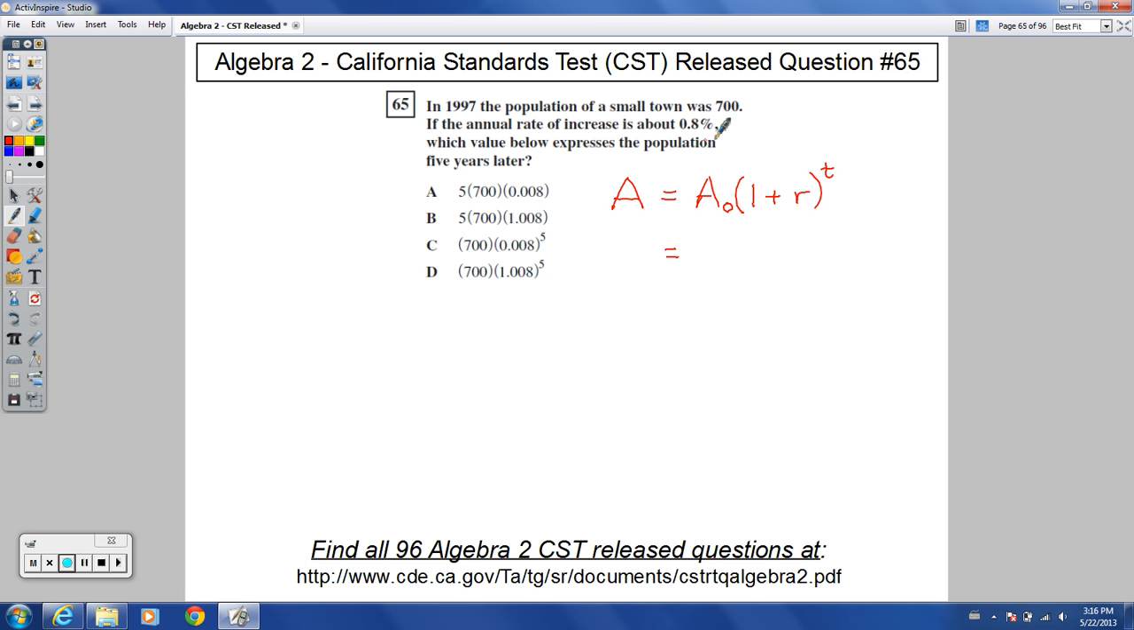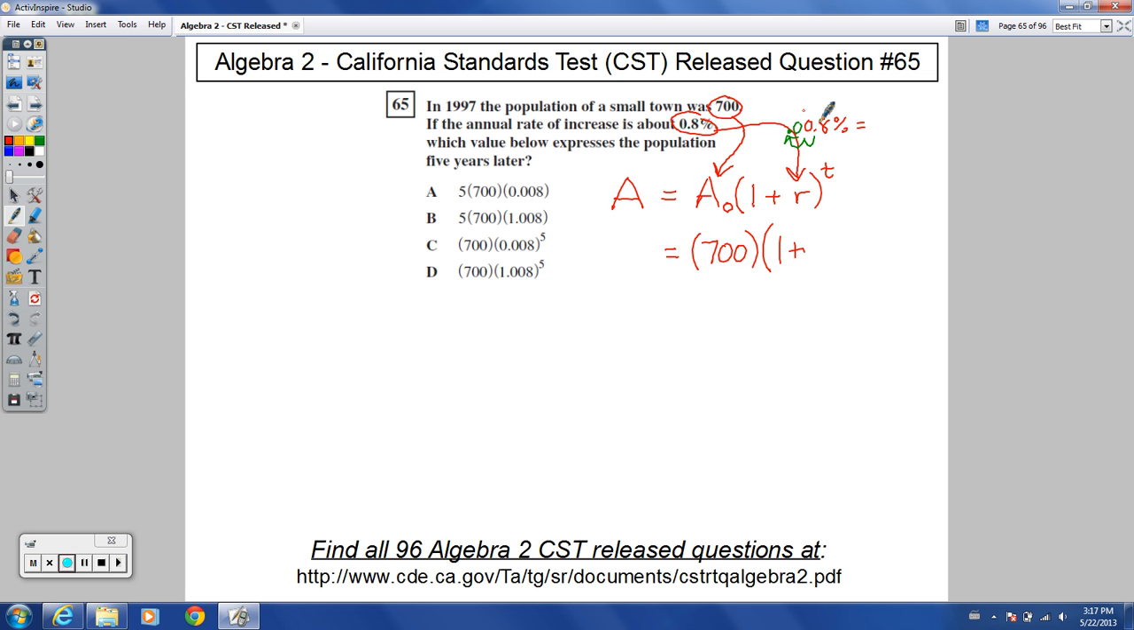And so here we've got our initial population right there at 700. We can plug that in, a sub naught, and we've got 1 plus, and then this part right here, that's going in right here. But what is 0.8 as a decimal instead of a percent? So 0.8% is going to equal, we move the decimal 2 spots to the left. It's going to move here and get filled in right here.